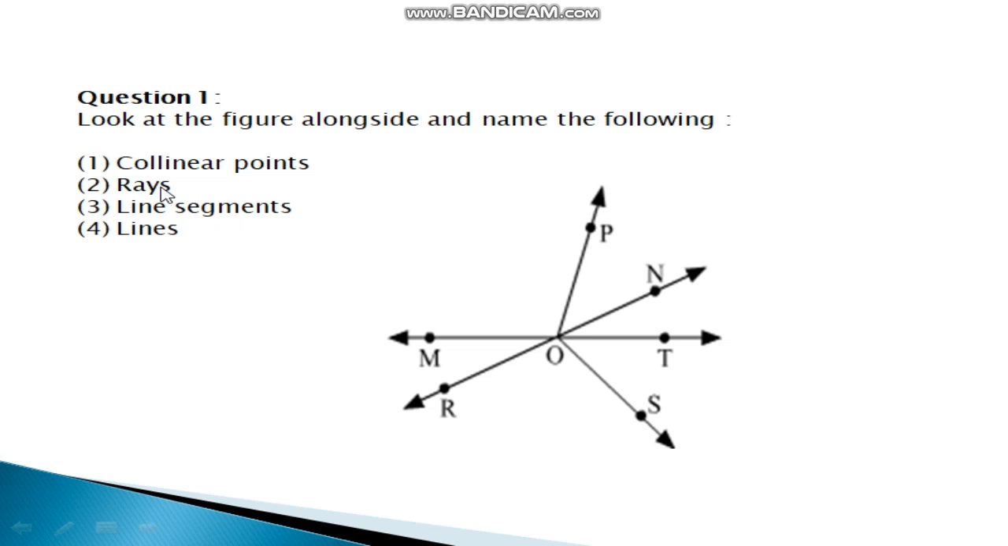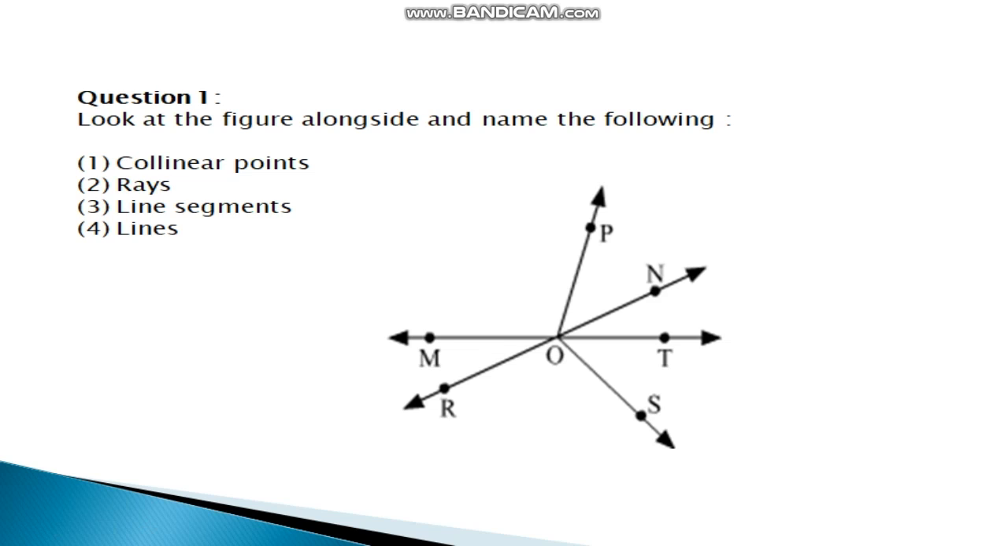Now you see rays. What is the definition of a ray? There should be an origin and it will extend in one direction on and on. Clear? So here the rays ON, OP, OT, OS, OR and OM. What is the origin here? O. Ray ON is not NO. You cannot write ON is equal to NO. Ray ON is not equal to NO. Clear? So the rays are OP, ON, OT, OS, OR and OM.